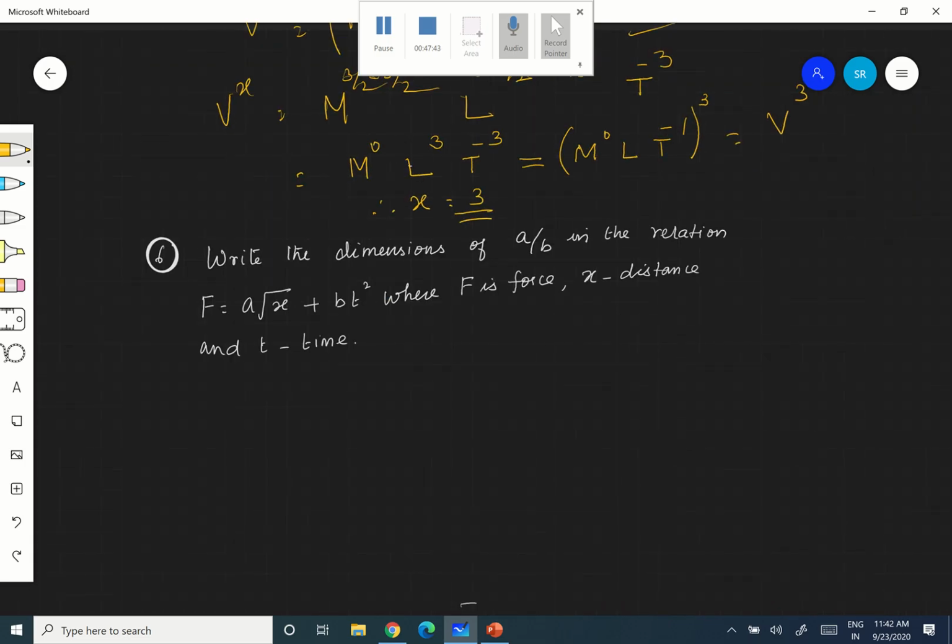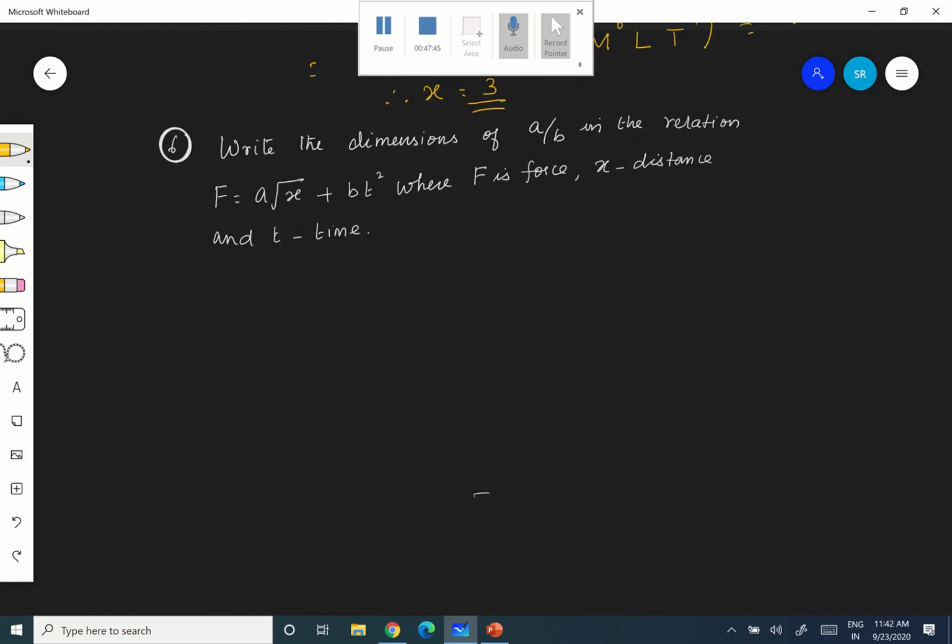Next one: write the dimension of a by b in the relation f is equal to a root x plus b t squared, where f is force, x is distance and t is the time. Very simple. Now you tell me, what is the dimension for f? F is M L T power minus 2.